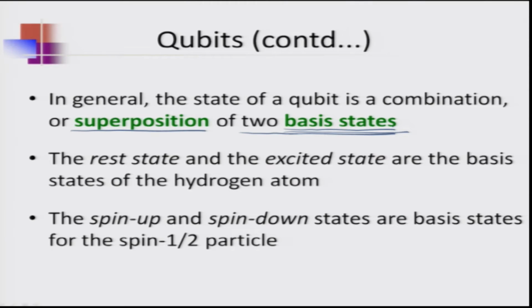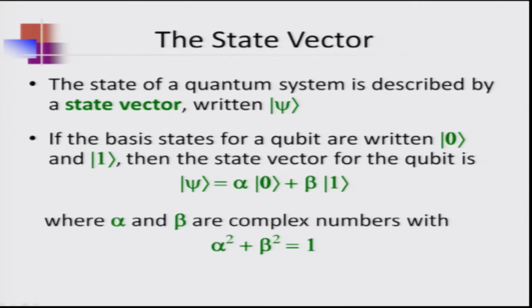The rest state and the excited state are the basis states of the hydrogen atom, for example. Rest or initial, the ground, it can be anything. For example, again in the spin case, spin up and spin down are the basis states of the spin-half electron.